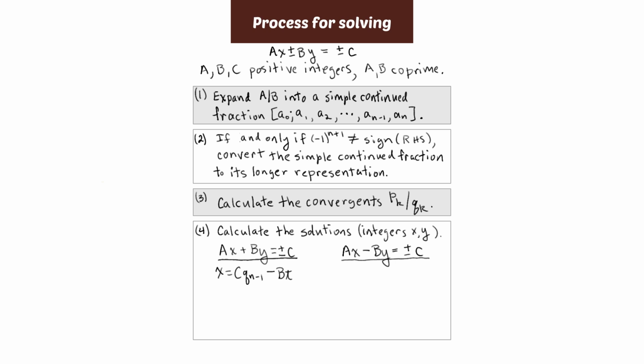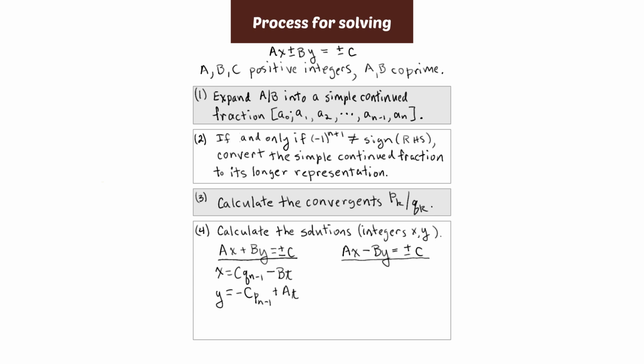Q sub n minus 1 is the denominator of the second to last convergent, and t represents a set of all integers, including 0, positive, and negative. We'll write out the meaning of t soon, but first let's see the other expressions. Y equals negative c times p sub n minus 1 plus a times t. A and c are from the original equation.